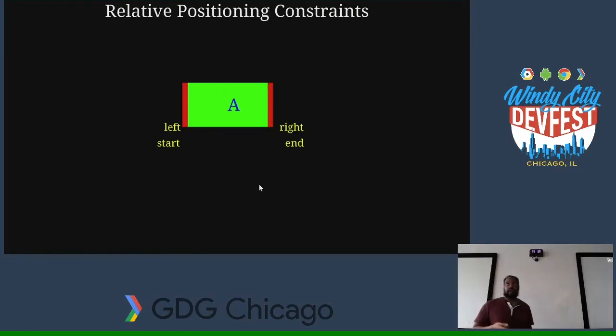Now, the reason why we have start and end is because of internationalization. We want to be able to support right to left languages the same way that we can support left to right languages like English or French or German. Some of the ones that are right to left are Arabic, and I believe Hebrew is that same way. This was added in, I want to say, API level 17 or 16, somewhere around there.